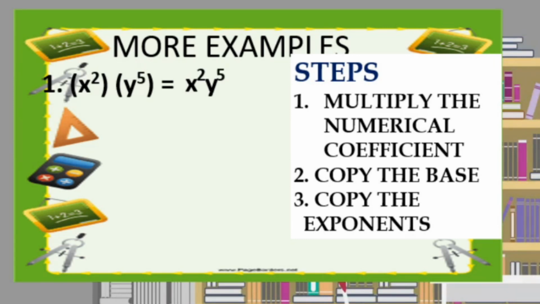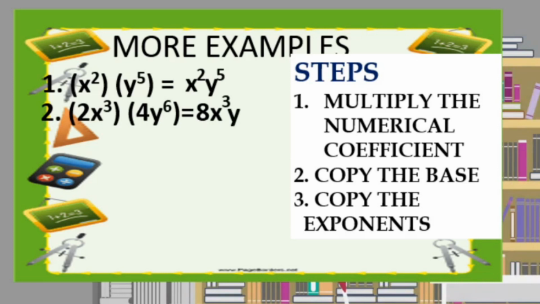Okay? Now let's have one more example. 2x cubed times 4y to the 6. Following the steps, we have multiplied the numerical coefficient. 2 times 4, we'll have 8. And then, copy the base, x, copy the exponent, 3, then copy the base again, y, then copy the exponent, 6. Easy, right? So let's have number 3.